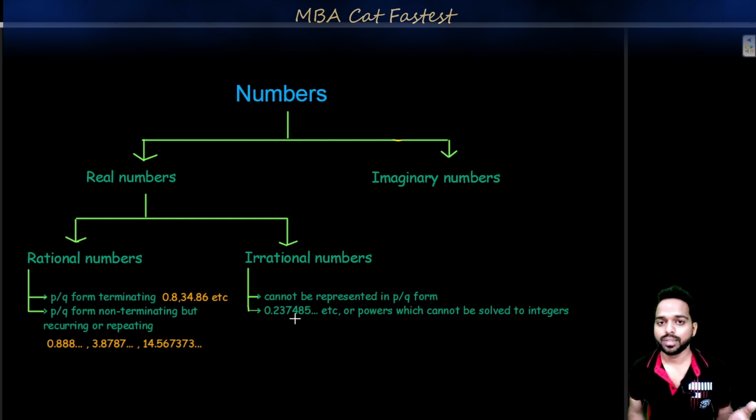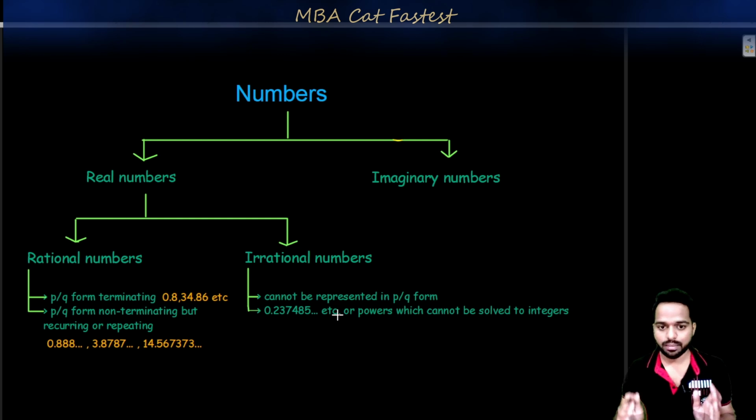Other irrational numbers we can say are root 2, root 3, root 5. Now you might have heard of the number pi. Pi is 22 by 7. It can be represented in the form of p by q, but since it has non-repeating digits after the decimal, it is classified among the irrational numbers.